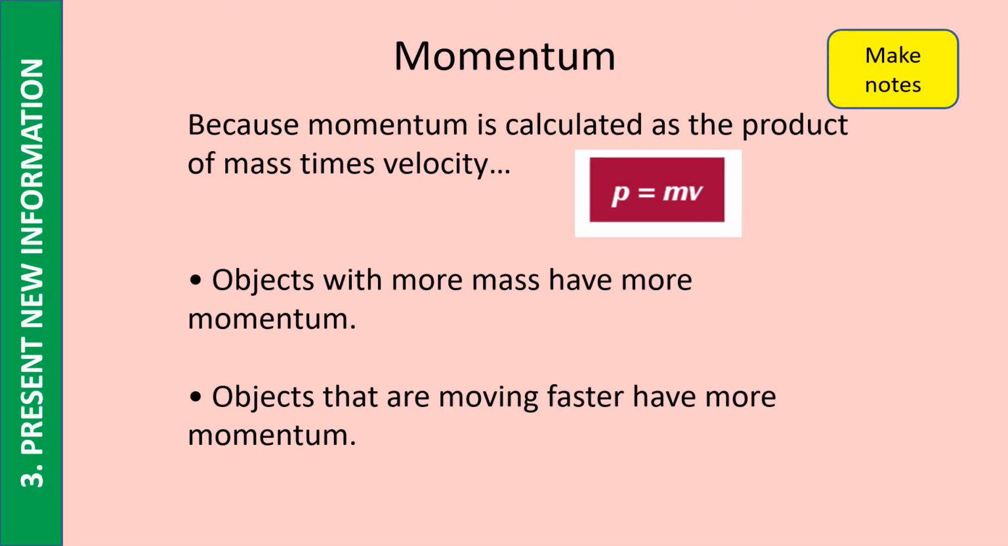If we look again at this formula, p equals m times v, it should be apparent that because you're multiplying mass times velocity, objects with more mass will have more momentum, and objects that are moving faster will have more momentum than objects that are moving slower.